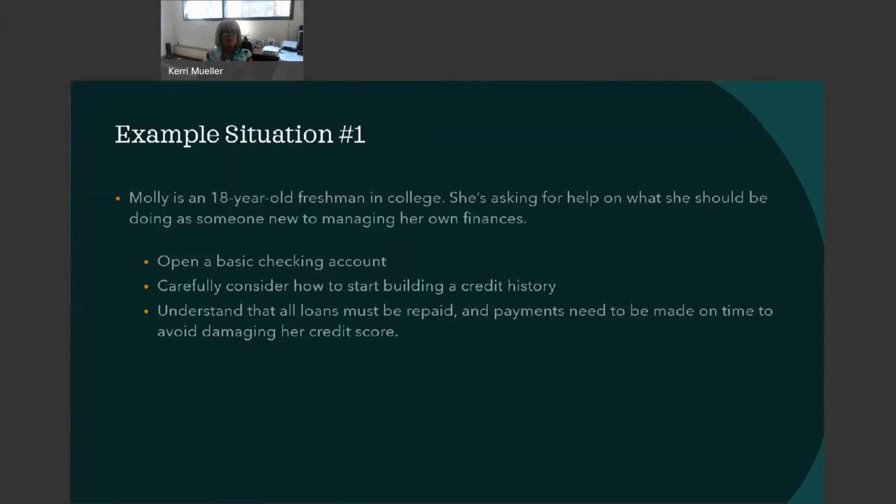So some of the most basic options that you can look at is, one, opening a checking account if you don't already have one. This is going to help you learn to manage your finances as well as help to track your finances. Number two is to carefully consider how to start building a credit history.